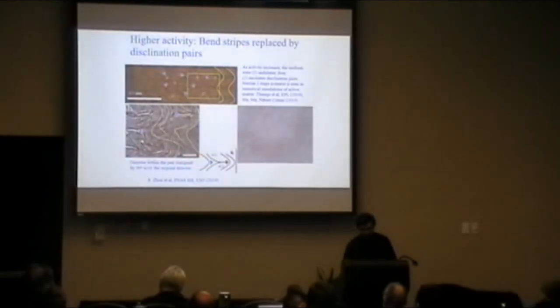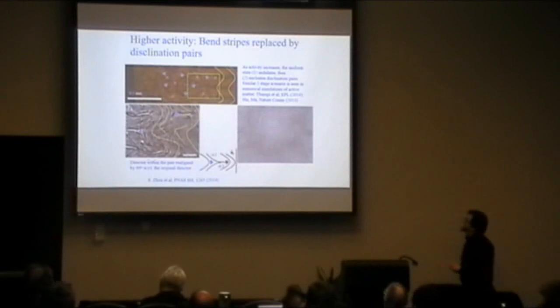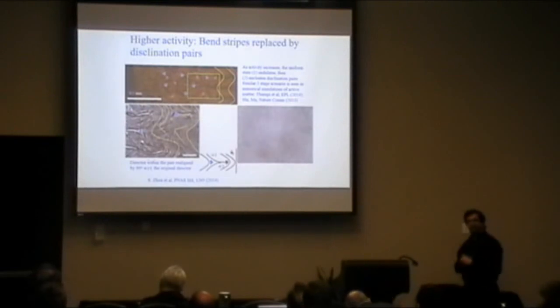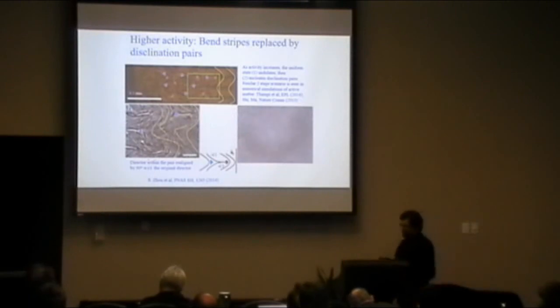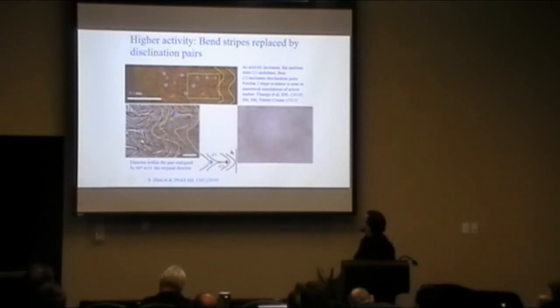So with this, you can increase the amount of oxygen further, and then at some point you see a topological transition from this more or less nicely shaped bend stripe pattern into the pattern of moving disclinations. So the bend deformations are replaced by splay and bend deformations, and the system starts to show constantly changing director with disclinations of +1 and -1 type.